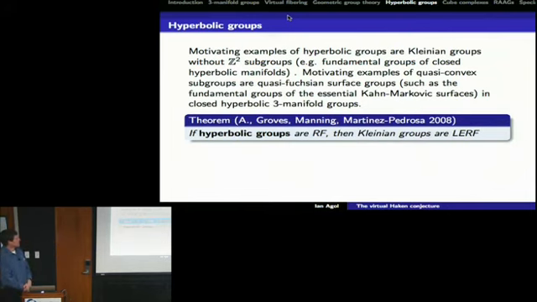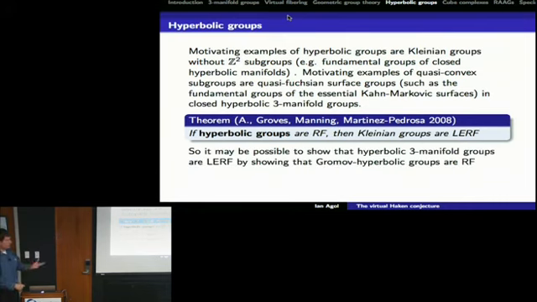So in 2008, I proved with Groves and Manning, and it was extended by Martinez-Pedrosa and Manning, to show that if hyperbolic groups, in the sense of Gromov, are residually finite, then Kleinian groups are locally extended residually finite. So in particular, if we knew that hyperbolic groups are residually finite, then that would solve Thurston's questions about the virtual Haken conjecture. Well, it took a year later before Kahn and Markovic's work came, showing that there are lots of surface subgroups.